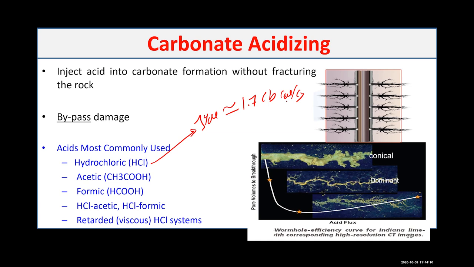Therefore, when it reacts, it actually creates channels inside the formation because the dissolving power is too high. These channels, we call wormholes. And depending on how fast we inject the acid, the shape of the wormhole will actually change. So I have here the different shapes of the wormhole as a function of the rate. That's what we call a dominant wormhole when it's really thick. Let me have it in the second picture. That would be much easier to understand.